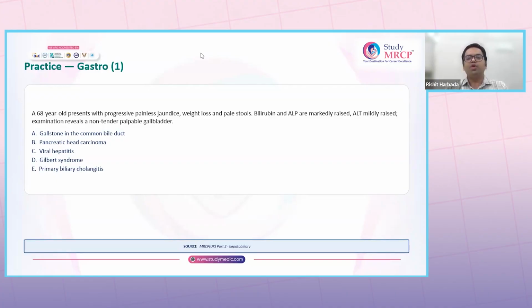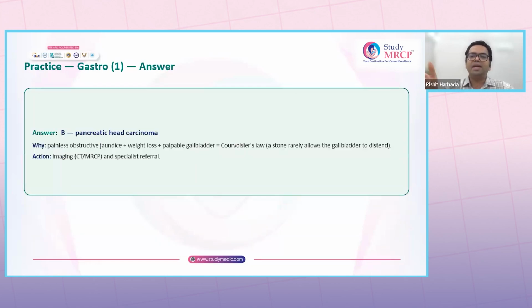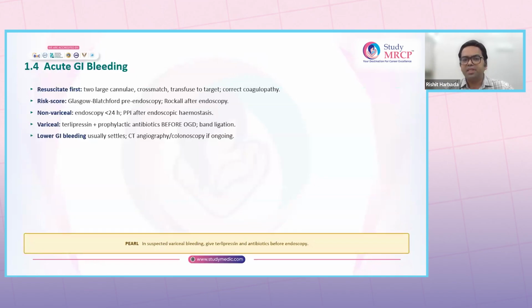Yeah, so you're correct. The correct answer here is pancreatic head carcinoma. Unless proven otherwise, if the patient has painless jaundice and a palpable gallbladder, it is always suggestive of pancreatic head cancer. And as I said, it's called Courvoisier's law. For the treatment, you are going to do imaging with a CT or MRCP and you will refer to a specialist, so the patient will need further testing.